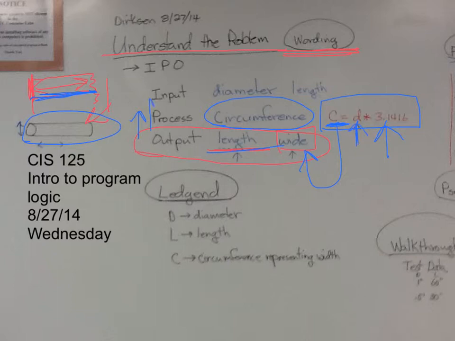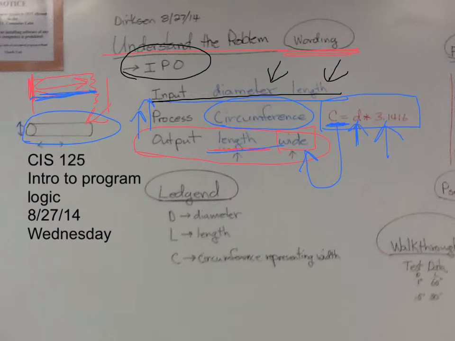So then we work our way up and we get the input. Okay, what are we going to input? We can input the diameter and the length. So this is called an IPO, input process output. Now we need to use things to represent these, what we would call variables.